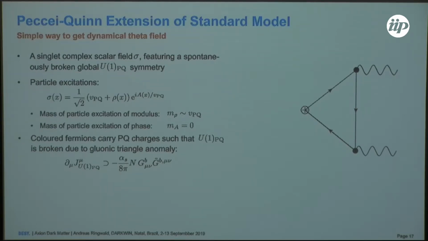Now, in the next step, suppose that colored fermions, either the fermions from the standard model, or extra colored fermions, exotic quarks, carry Peccei-Quinn charges, so that the U(1) Peccei-Quinn symmetry is broken due to a gluonic triangle anomaly. So the divergence of this fermionic current should be anomalous, and this n, so to say, counts more or less the number of quarks or fundamentals running through this loop.